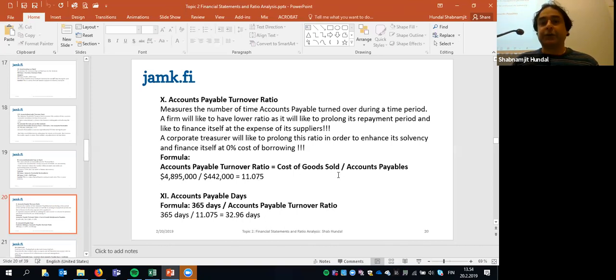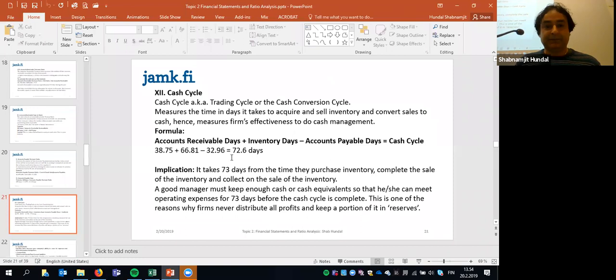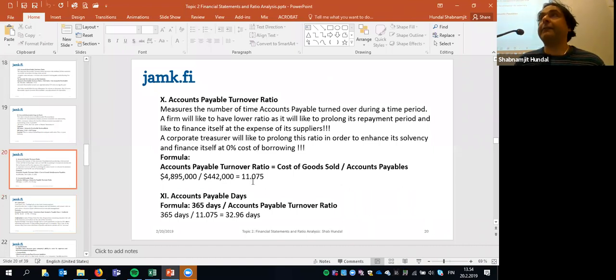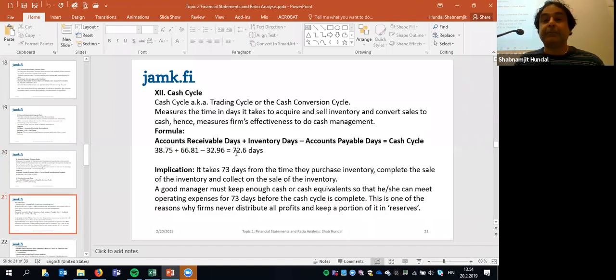Accounts payable: cost of goods sold divided by accounts payable. If this ratio is smaller, then you will make your supplier wait for you more days. But if this ratio is large, not 11, but 15, 16, then you will make your suppliers wait for less time. What do you want?